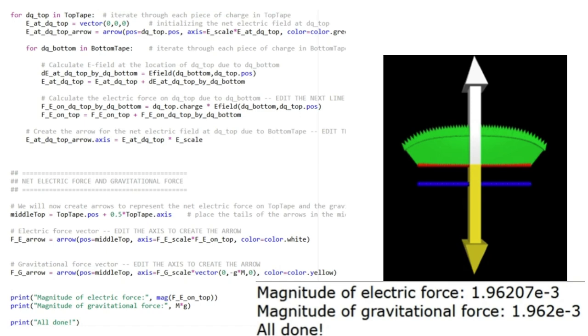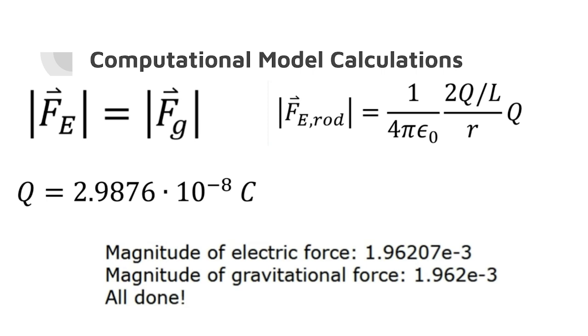And so we found that the magnitude of the electric force was 1.96207 times 10 to the negative third, and the magnitude of the gravitational force was 1.962 times 10 to the negative third. These were all that was used for the computational model calculations, where the electric force has to be equivalent to the magnitude of the gravitational force, and then we found what Q was, which came out to be 2.9876 times 10 to the negative 8 coulombs.